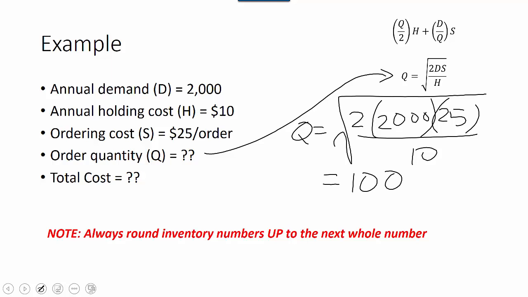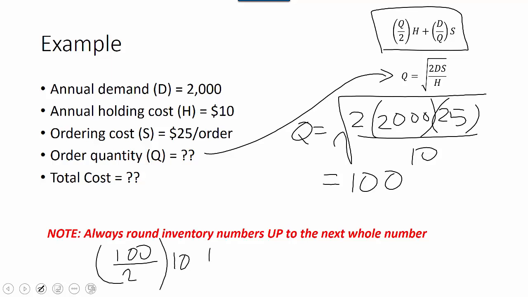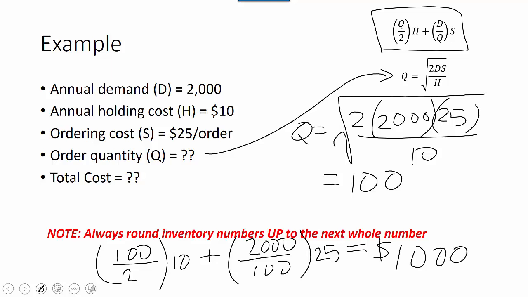Remember, we're talking about units here, so if that happened to come out to a fraction, you're always going to round up to the next whole number. To get our total cost, it's going to be this equation up at the top. It's Q divided by 2, so 100 divided by 2 times our holding cost of $10, plus our annual demand of 2,000 divided by Q, which is again 100, multiplied by our ordering cost of $25. You're going to see that this comes out to be $1,000. Remember, your total cost is in dollars, so it is possible to have fractions here because we are talking about dollars and cents.